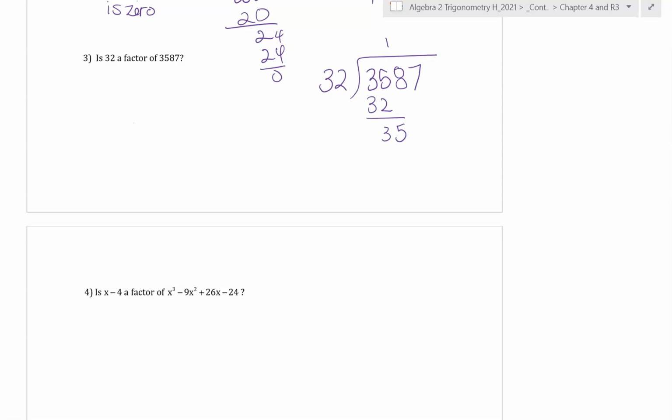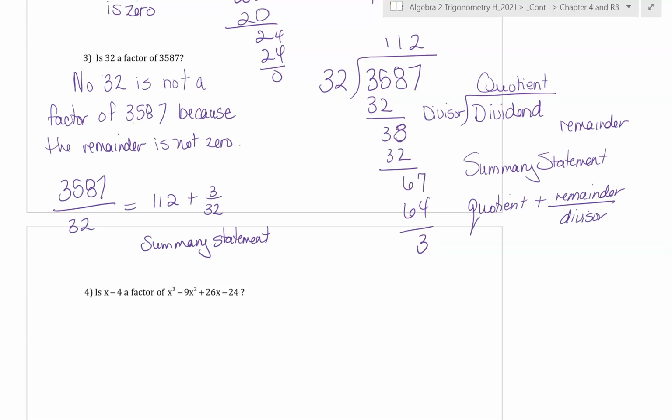So 1 times 32 is 32. 35 minus 32 is 3. And bring the 8 down. Then 1 times 32 again. 38 minus 32 is 6. And bring down the 7. 2 times 32 is 64. So your remainder is 3. So is 32 a factor of 3587? It is not, because the remainder is not 0. So no, 32 is not a factor of 3587 because the remainder is not 0.